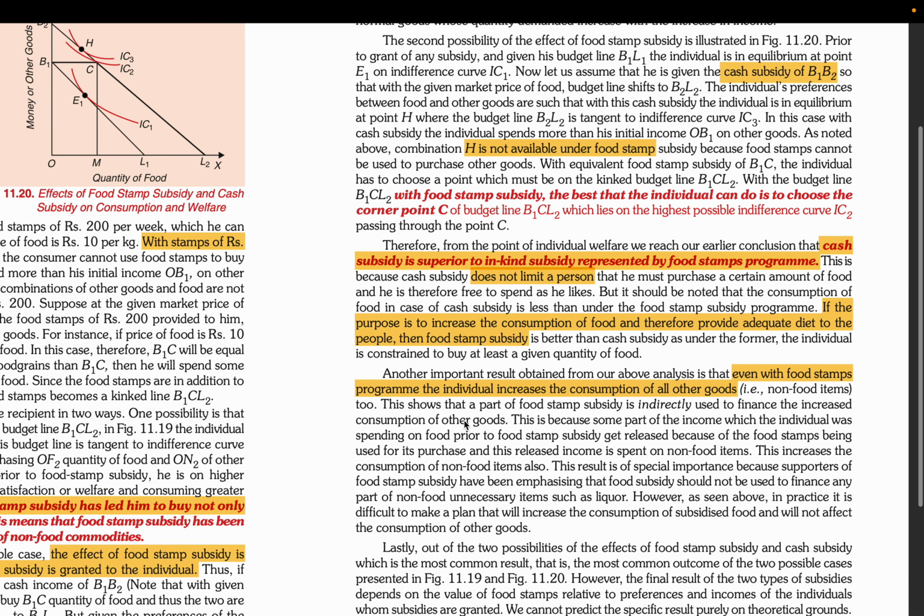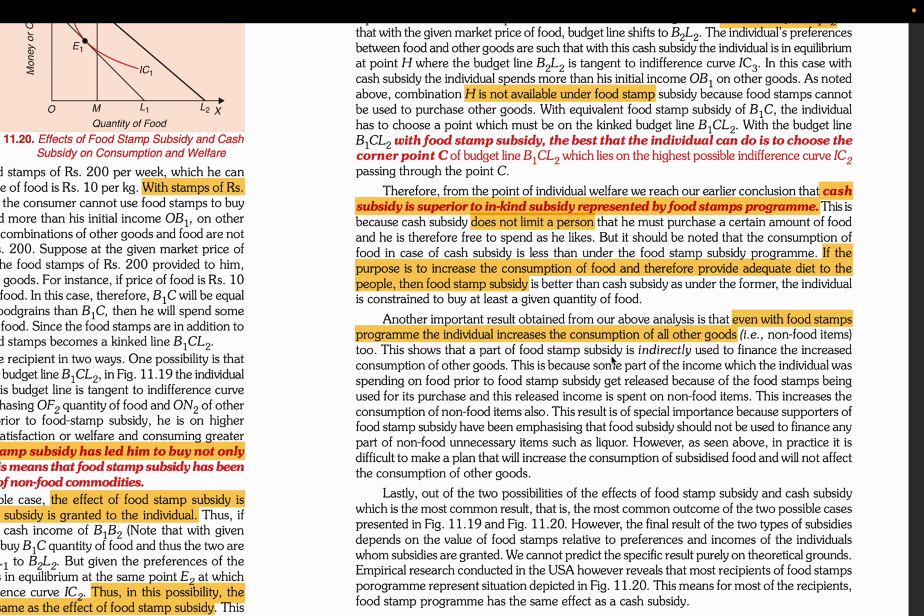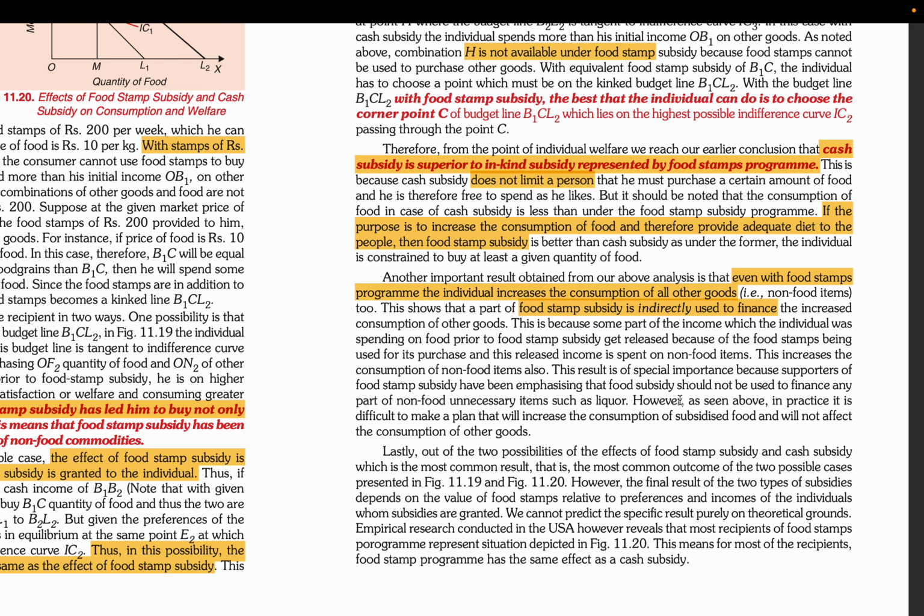So this shows that a part of the food stamp subsidy is indirectly used to finance the increased consumption of other goods. This is because some part of the income which the individual was spending on food prior to food stamp subsidy gets released. So yeah, this is intuitive, and it's explained here in case you did not understand why that was the case. It's because the amount of food that you're getting now is more because of the food stamp subsidy, so you have extra money left over from the money that you had initially.